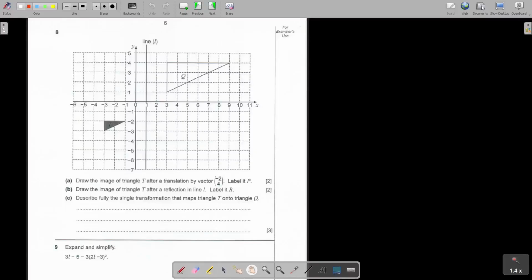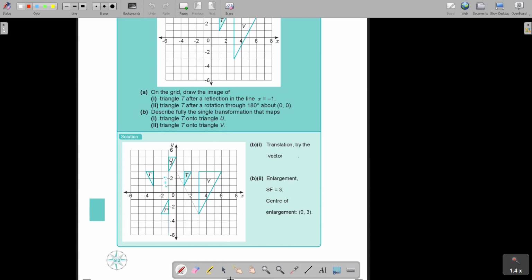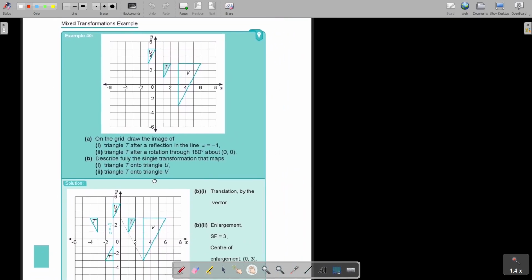Question 8. Now, if I look at question 8, I can see, oh, this looks like transformations, chapter 11. So let me first take you back to the textbook and just refresh your memory a little bit. You will find this in part 2, the second textbook of grade 10-11, on page 612. Okay, let's just see. There it is.